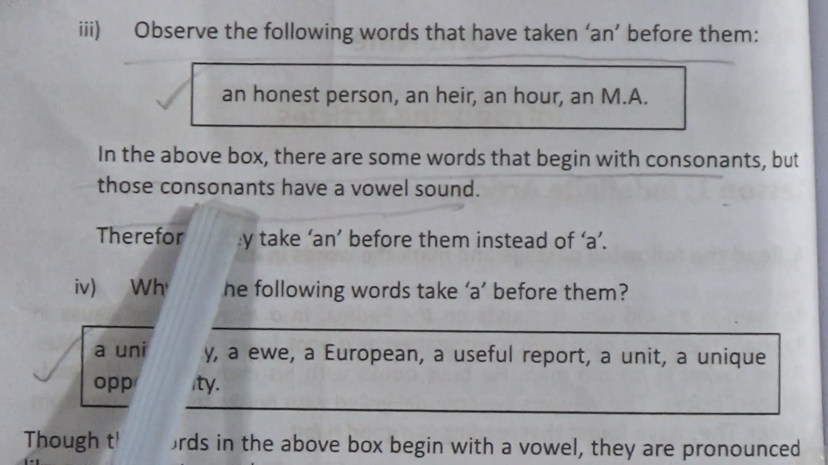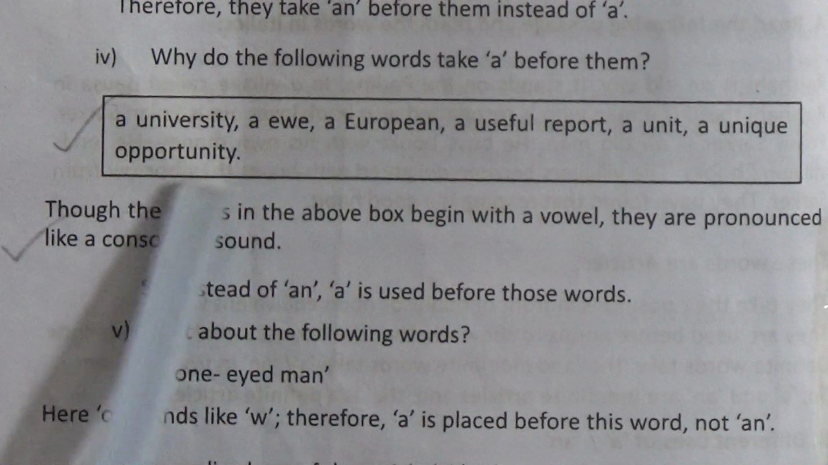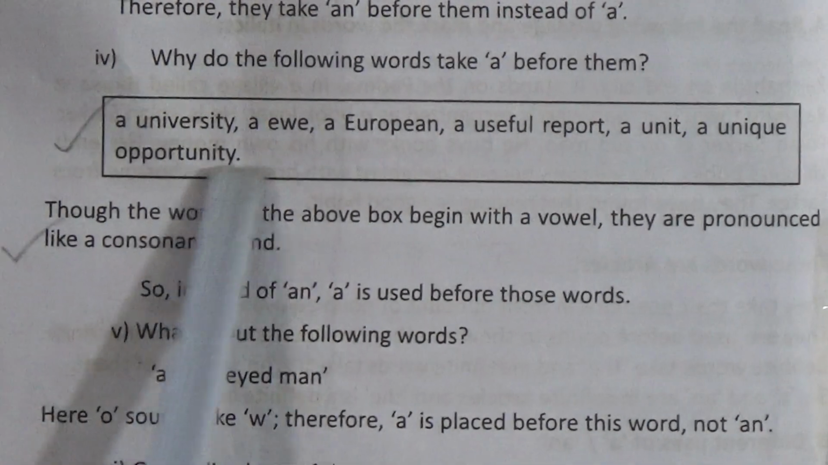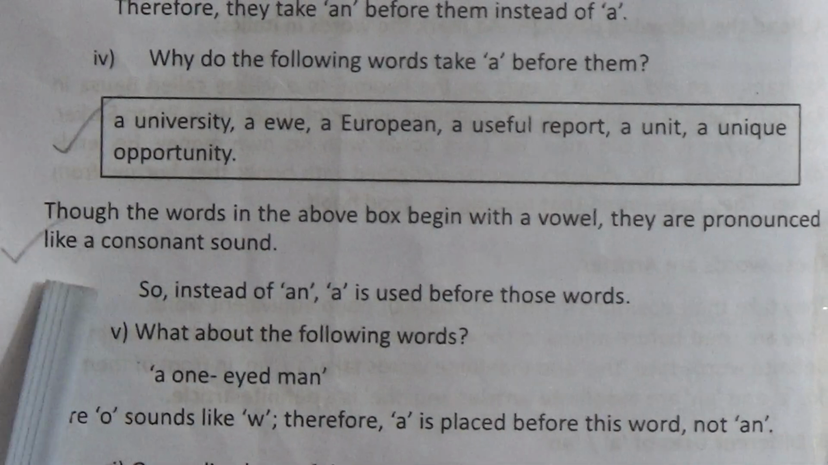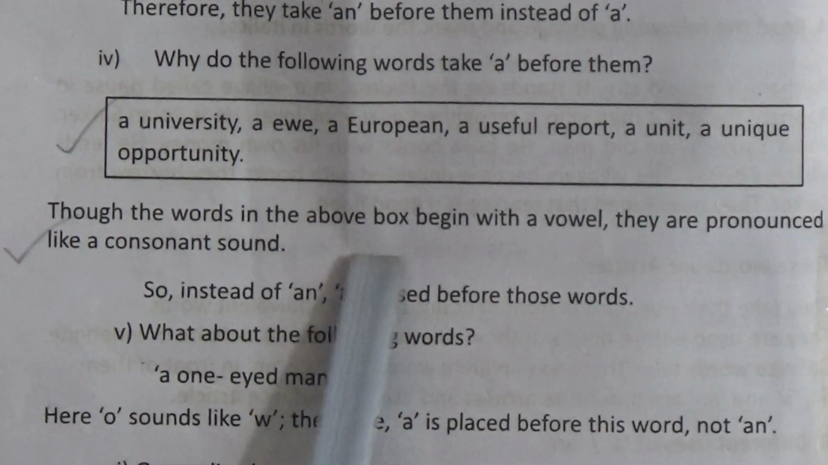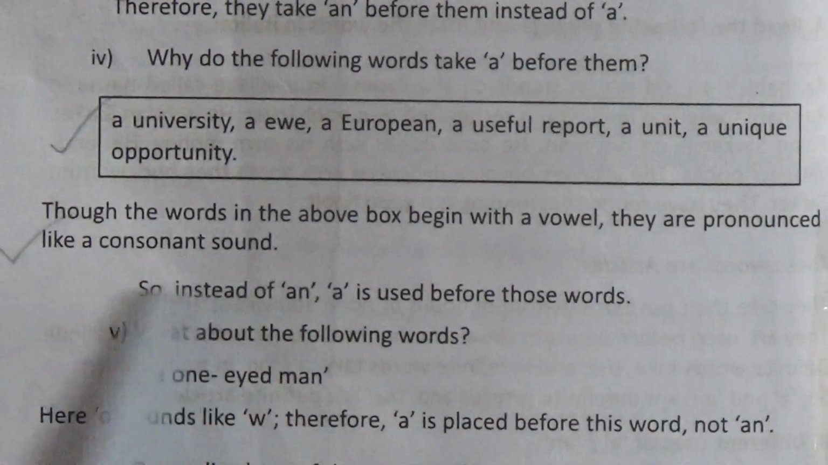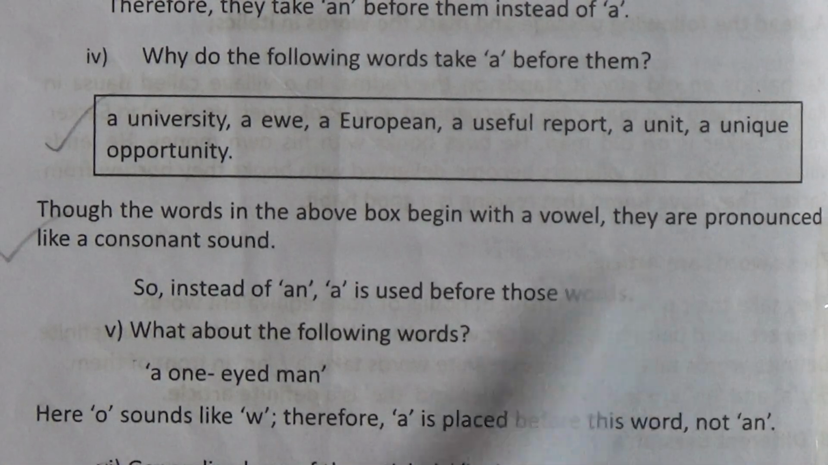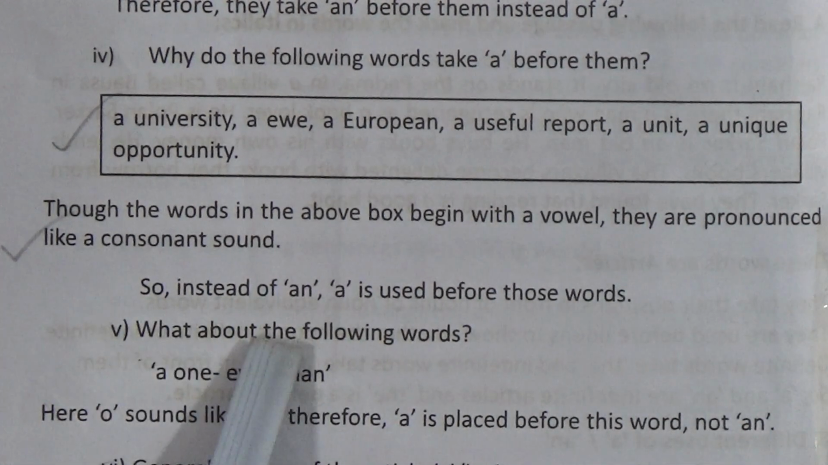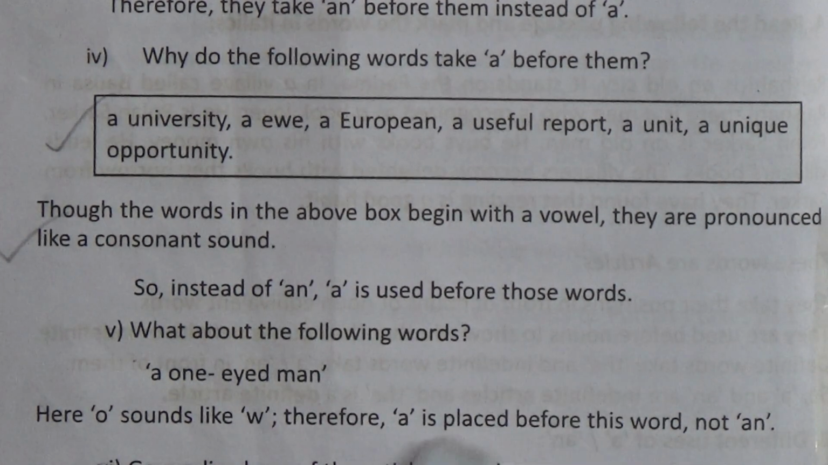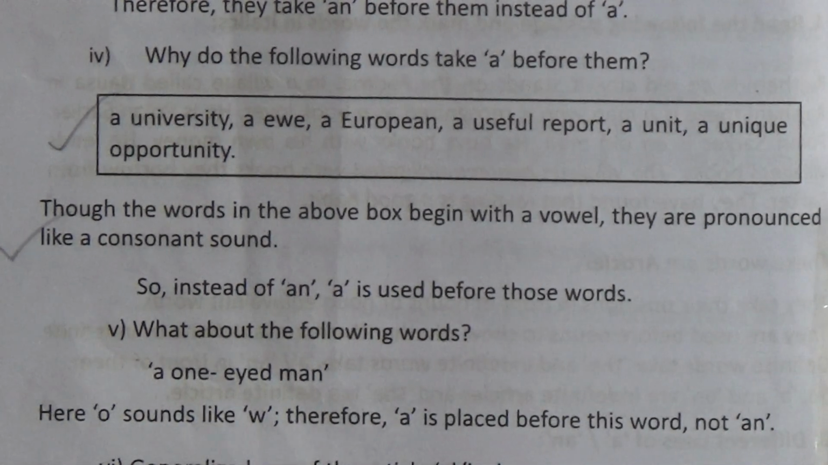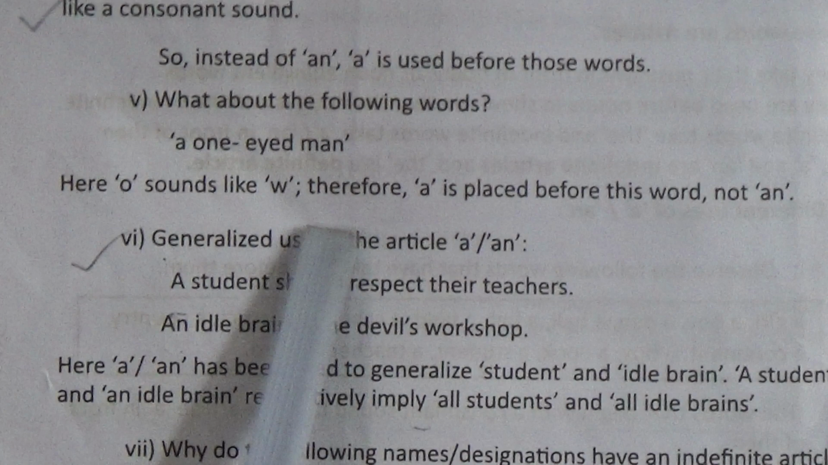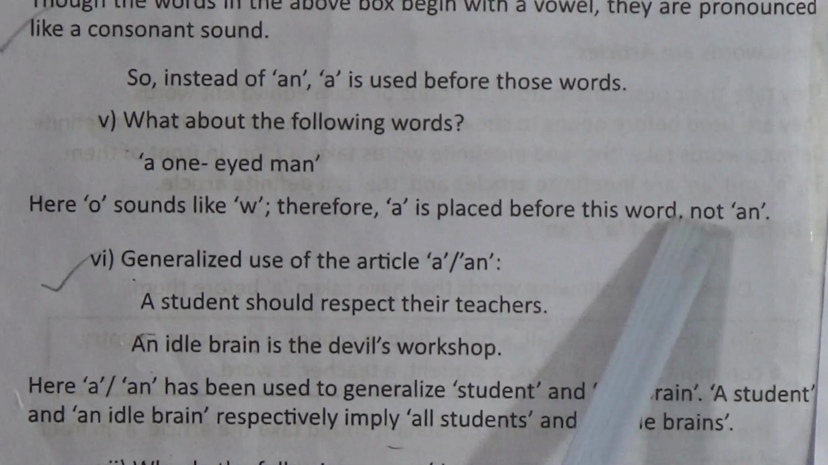Now I am going to discuss number 4. Look here, in this box we have found some words like a university, a UE, a European, a useful report, a unit, a unique opportunity. Though the words in the above box begin with a vowel, they are pronounced like a consonant sound. So instead of AN, A is used before those words. Like one-eyed man. Here O sounds like W. Therefore, A is placed before these words, not AN.